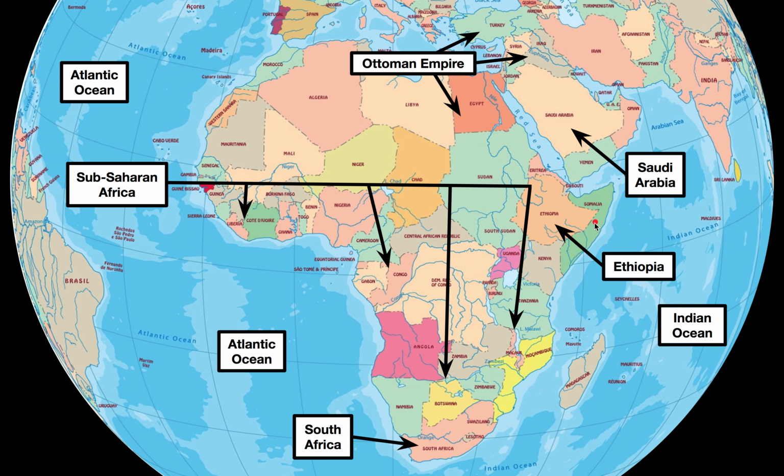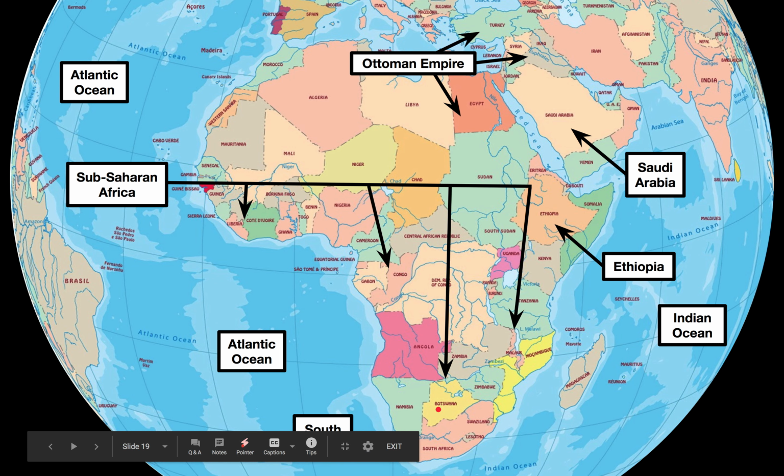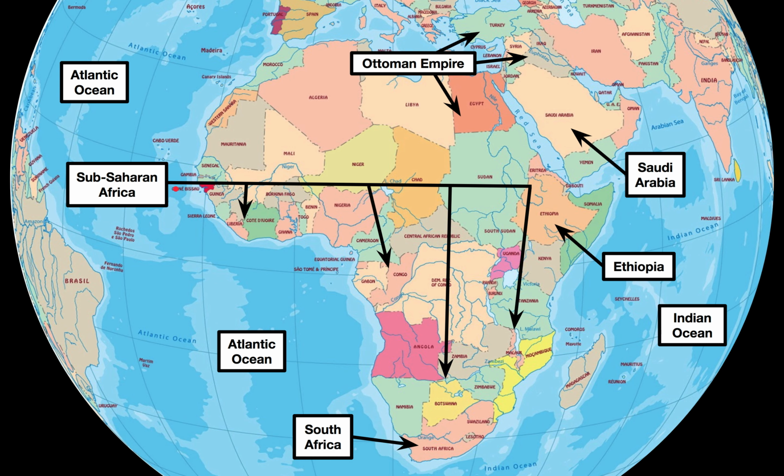There's Saudi Arabia again. Ethiopia, right? This country, we'll talk about that. South Africa, we'll talk about that country. This whole region is called Sub-Saharan Africa, right? Sub meaning below the Sahara, right? If you know where the Sahara is, it's this big old desert right in the middle, right in the top of Africa.